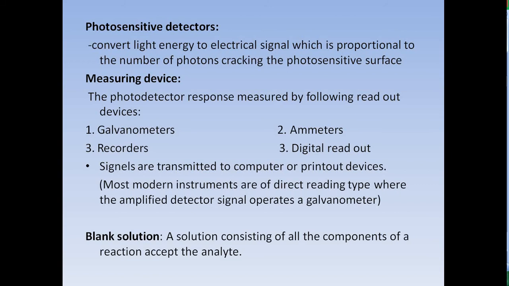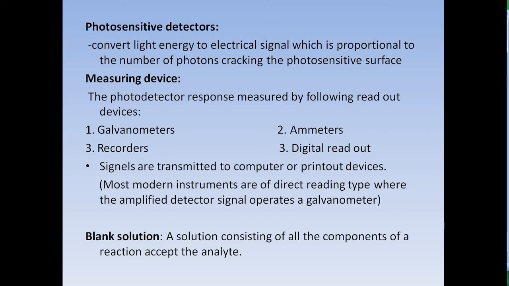Photosensitive detectors. They are the components of the colorimeter which convert the light energy to electrical signals, which are proportional to the number of photons striking the photosensitive area or surface.